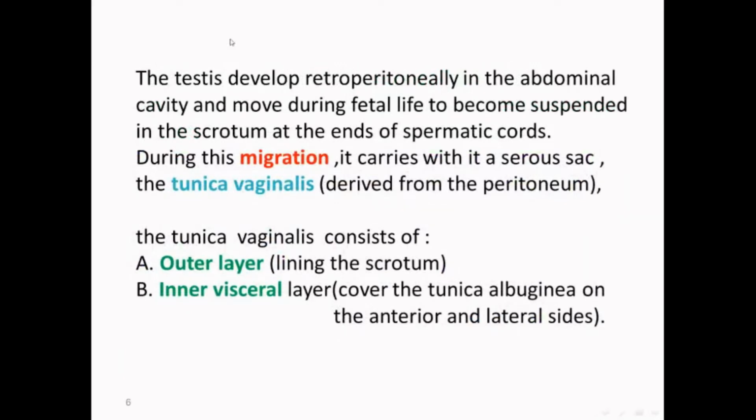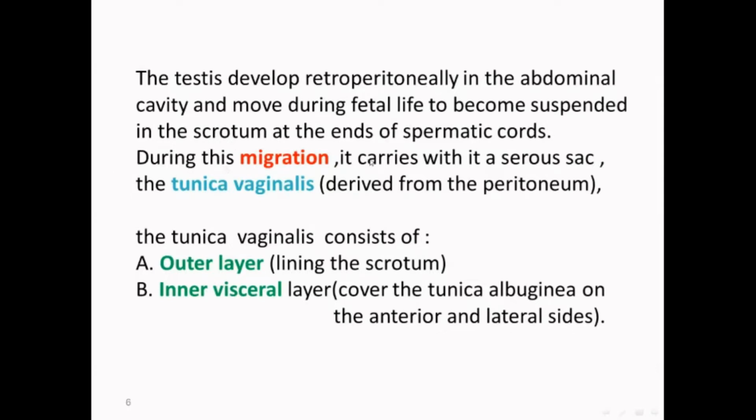The development of the testis starts from the retroperitoneum during intrauterine life, so its original location is within the abdominal cavity. During fetal development, it will start to migrate until it reaches its position outside the body within the scrotum at the end of the spermatic cords. This migration is critical for sperm survival because in the intra-abdominal position, within the body, the temperature is considered high for sperm survival. Normal body temperature is 37, while the permissive temperature, the temperature that allows sperm survival, is reached only when the testis is outside in the scrotum, about 34 centigrade.